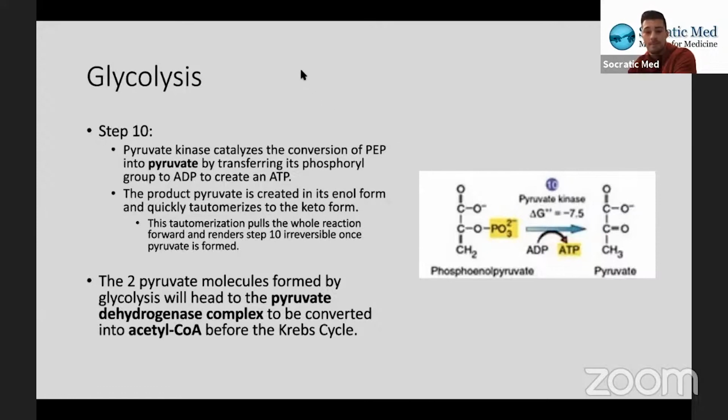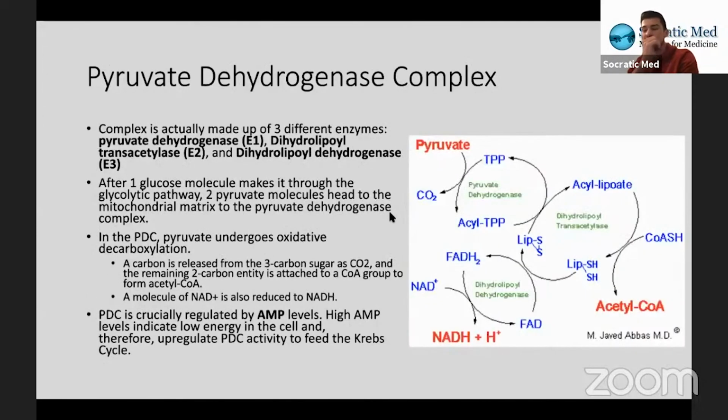Yep. So the two pyruvate molecules formed by glycolysis will head to the pyruvate dehydrogenase complex to be converted into acetyl-CoA before the Krebs cycle. So acetyl-CoA is actually what's spinning the Krebs cycle. So before we get to the Krebs cycle, we have to go through this one more step, basically, which is known as the pyruvate dehydrogenase complex. And we call it a complex because it's actually one big thing that's made up of 3 different enzymes. So E1, E2, E3.